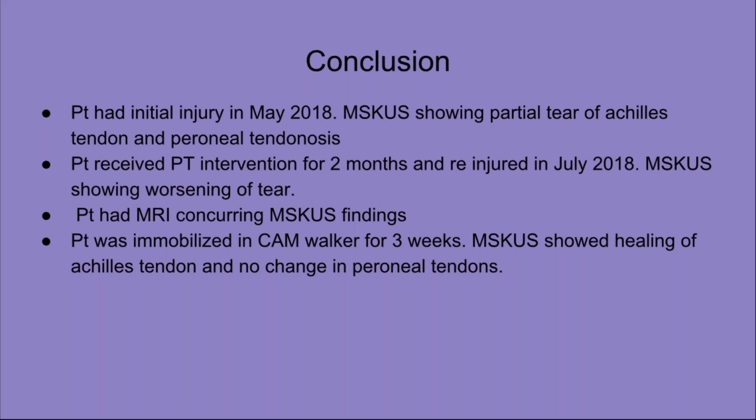She received physical therapy intervention for about 2 months. She re-injured in July, and then I did an MSKOS follow-up showing worsening of that tear. She then had an MRI concurring with the MSKOS findings, and then she was immobilized in a cam walker for 3 weeks. MSKOS at that time showed healing of the Achilles tendon and no change in her peroneal tendons.